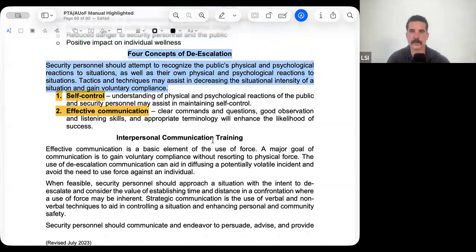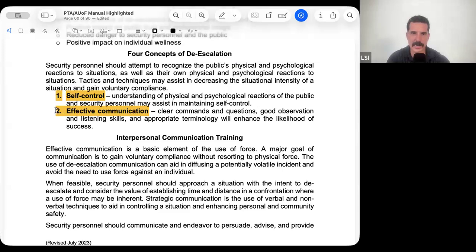Four concepts of de-escalation. Security personnel should attempt to recognize the public's physical and psychological reactions to situations, as well as their own physical and psychological reactions to situations. Tactics and techniques may assist in decreasing the intensity of a situation and gain voluntary compliance. All right, now it says one, self-control. Highlight that.